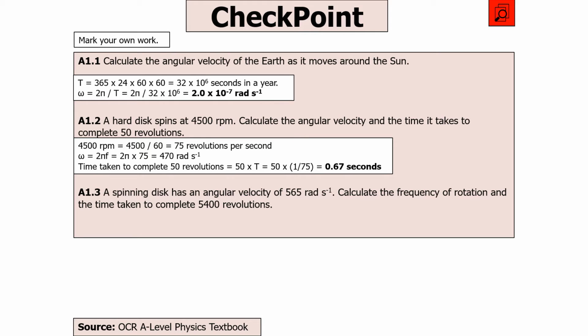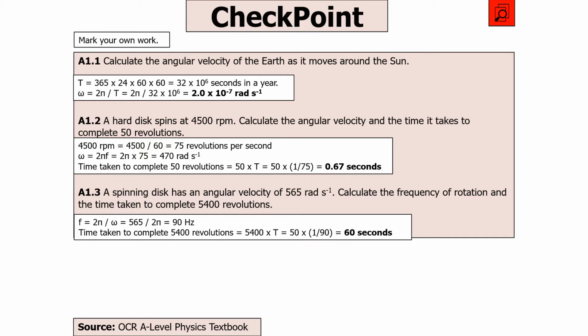We can use the same methodology in this next question, but we can say f equals omega over 2 pi, because omega equals 2 pi f.